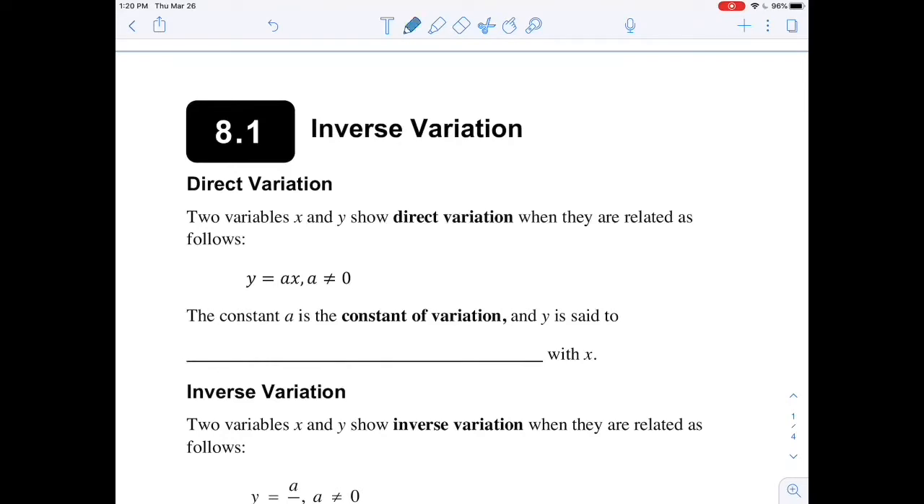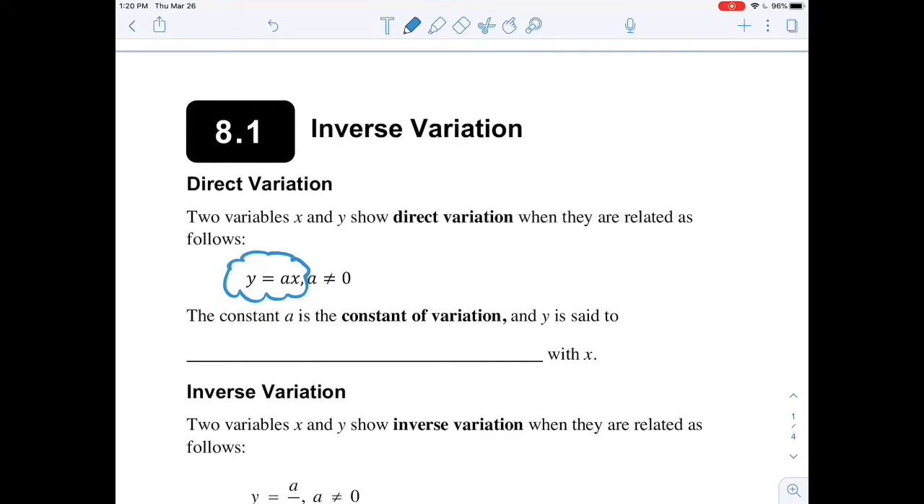The first is direct variation. So we have direct variation in an equation if we have an equation that's written in this form. Y is equal to a times x. And please note that a can't be equal to 0 here, because then y is equal to 0 and x just kind of goes away.